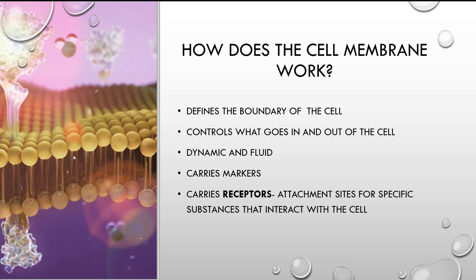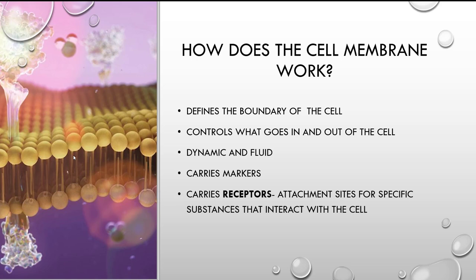They also need to have markers to be able to distinguish each other and recognize each other as a good cell versus a bad one, something that could harm them. And then finally, plasma membranes carry receptors. We talked a little bit about receptors when we talked about viruses.